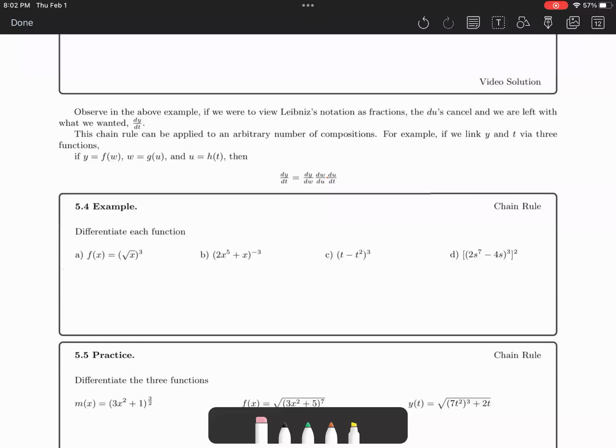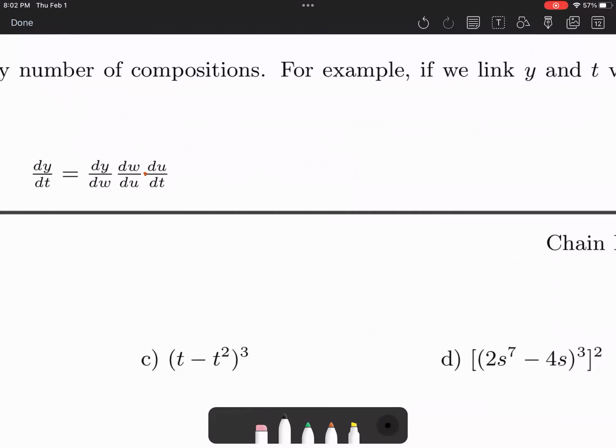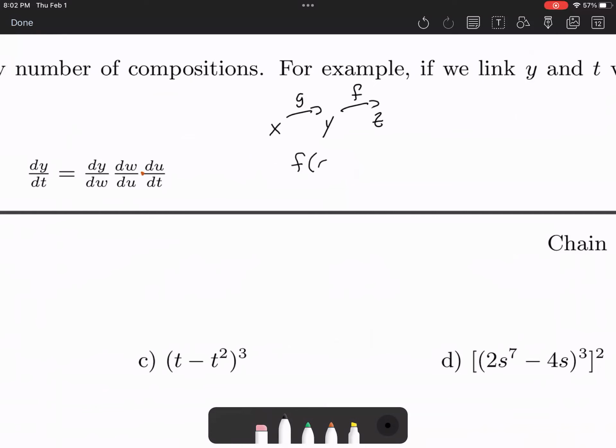Let's talk about the chain rule and get a lot of practice with it. I believe in a previous example, I go into more detail of what the chain rule actually is. Let's just review it real quick. If we have x mapping to y values underneath some function g, and those y values mapping to another variable z underneath a function f, then this is the function f of g of x. This is how I get my z values.